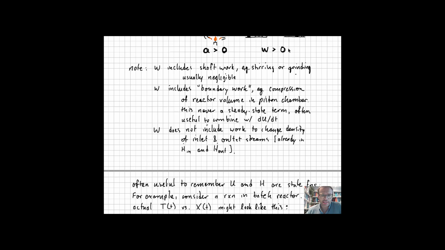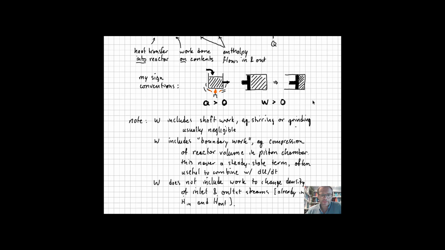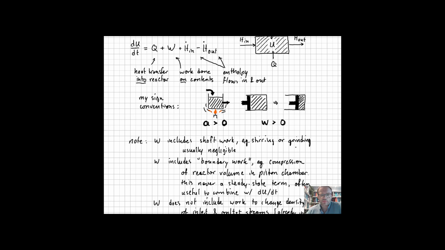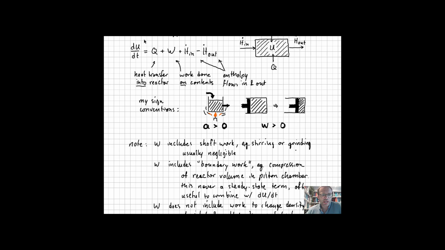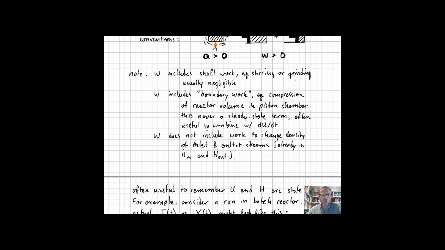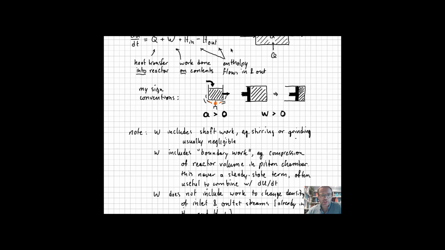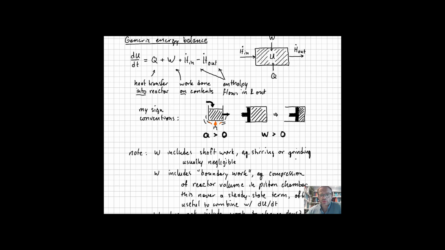For example, the compression example that I just showed above, this one right here. So this is of course what's happening in a piston chamber. Now this term is never in steady state form, right? So it's going to be useful in most cases to combine this term with the dU/dt term. Both of them are going to be things that are changing in time, and we can often combine those two fruitfully. W also does not include the work to change the density of the inlet and outlet streams. The reason for that is that those contributions are already included when you write down the enthalpy of the stream flowing in and the enthalpy of the stream flowing out.